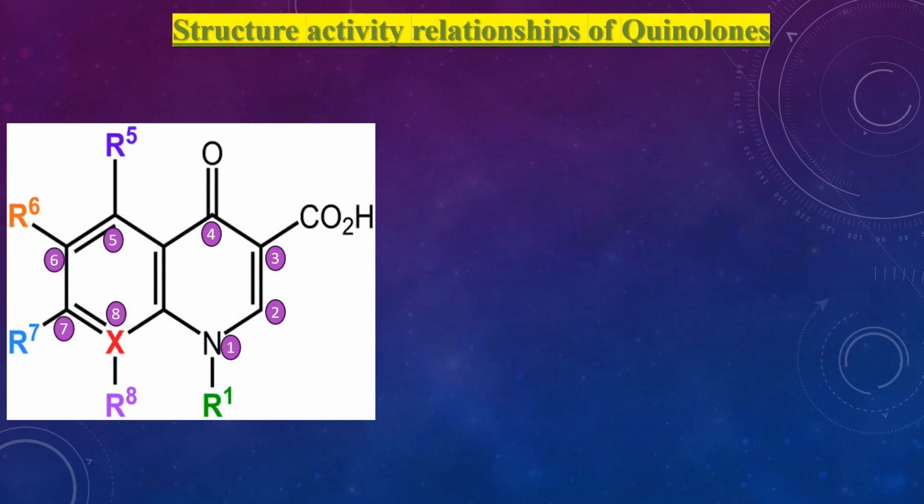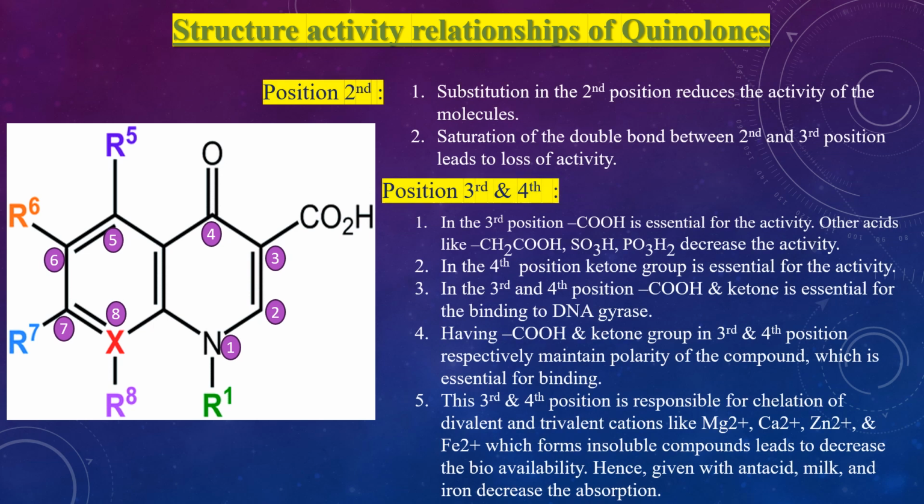Second position: substitution in the second position reduces the activity of the molecules. Saturation of the double bond between second and third position leads to loss of activity. So a double bond in the second position and third position is required.